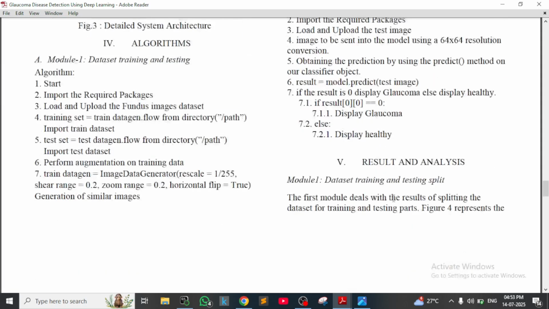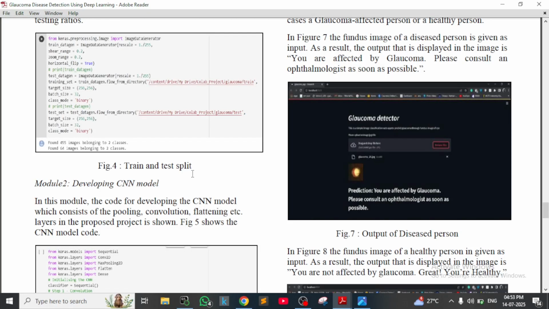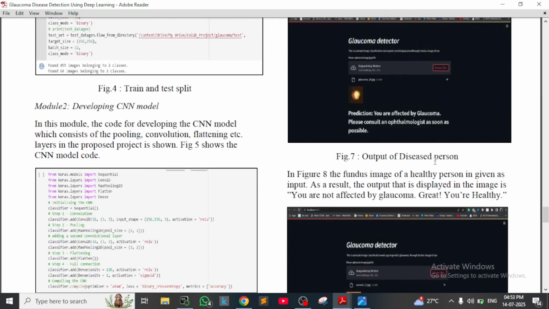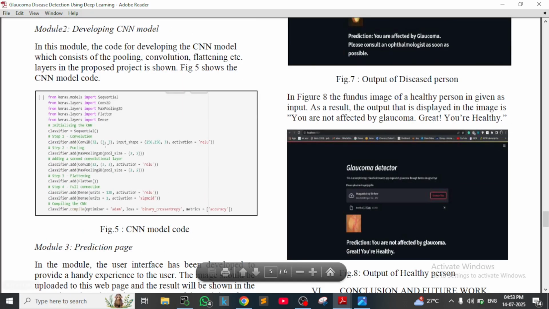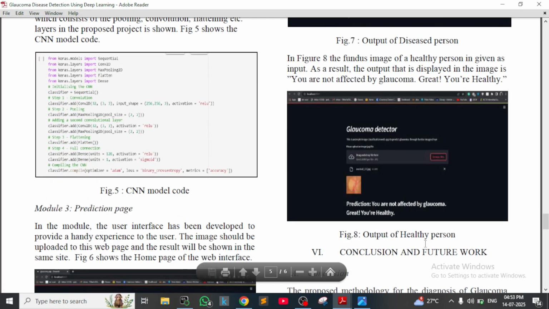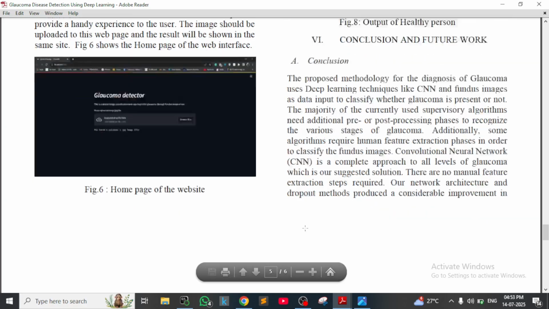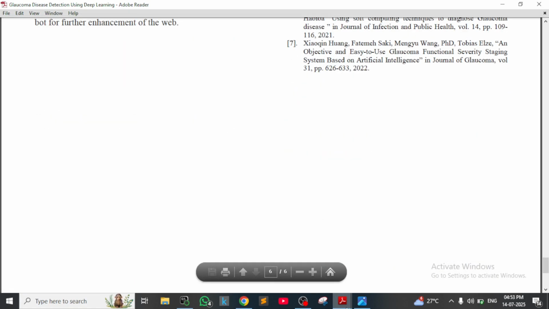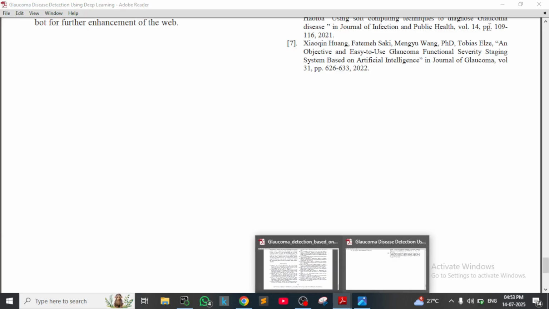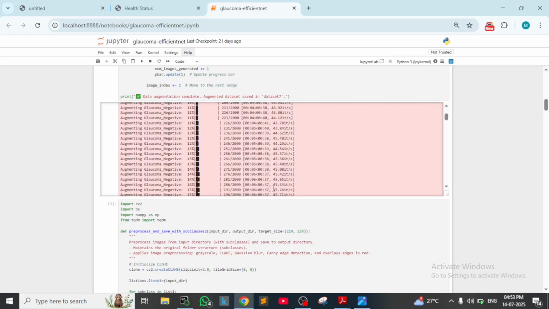algorithms, results and analysis like this. Training and test split, output of diseased person, CNN model code, output of healthy person, conclusion and future work. Okay, home page of this website. Okay, references also. Now, coming to our model, see our model.